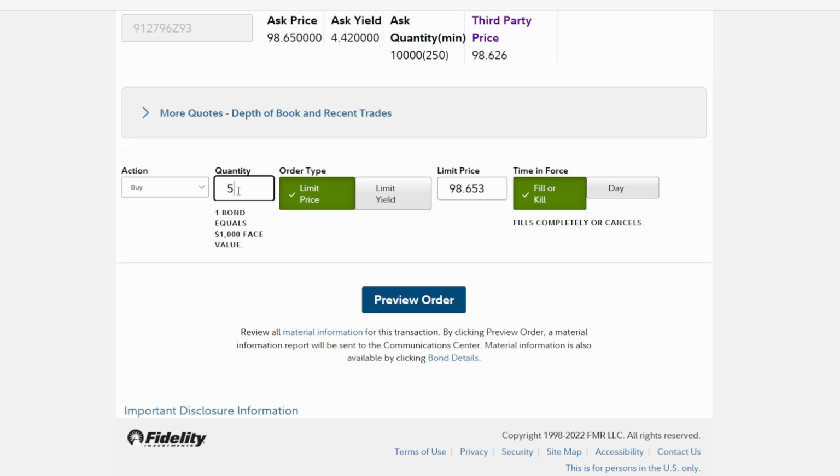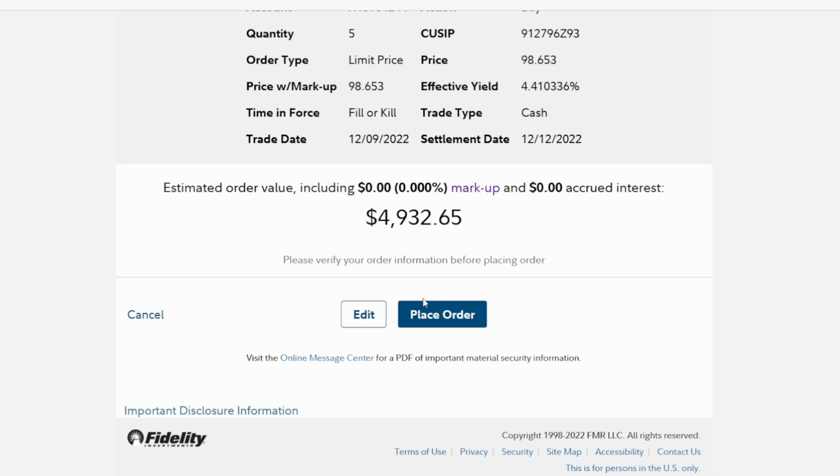So if I put an order for 5, the person that's selling it to me can't say, well, I'm only going to sell you 2 at this price. I'm saying, look, here's my order for 5. You either buy all 5 at this price or cancel my order. So they have a decision to make. They can either buy all 5 at my price, or they know it's going to get canceled and I may go elsewhere. So preview order.